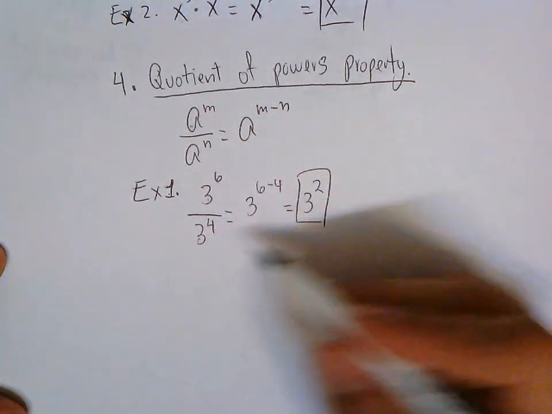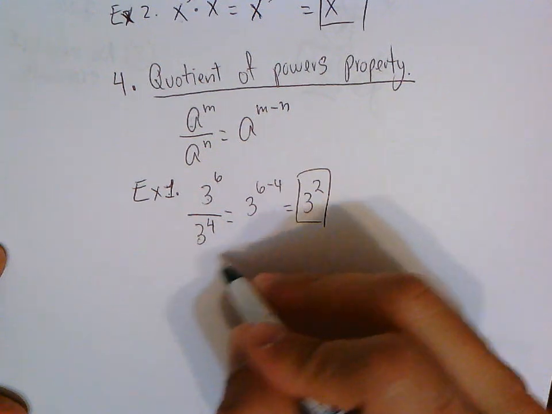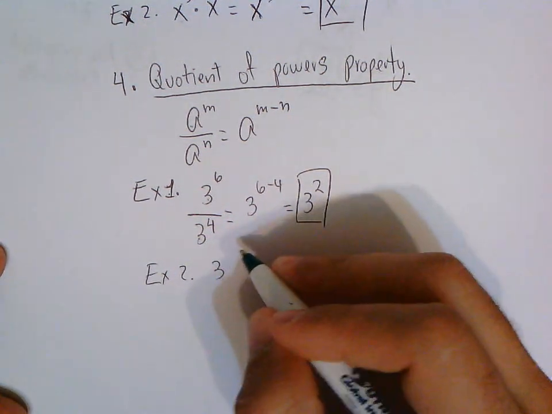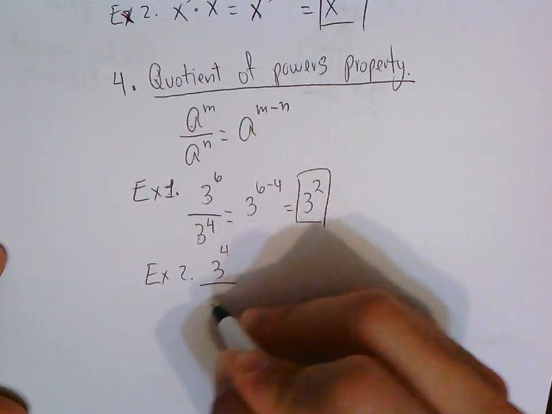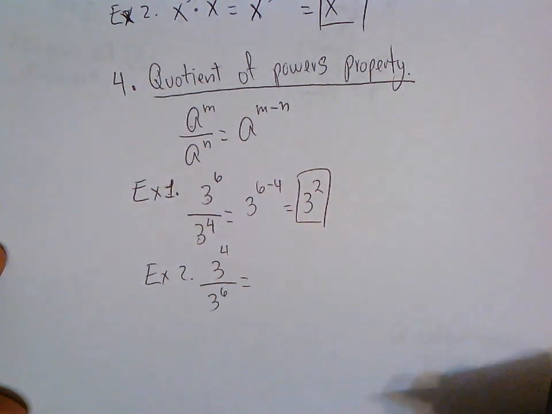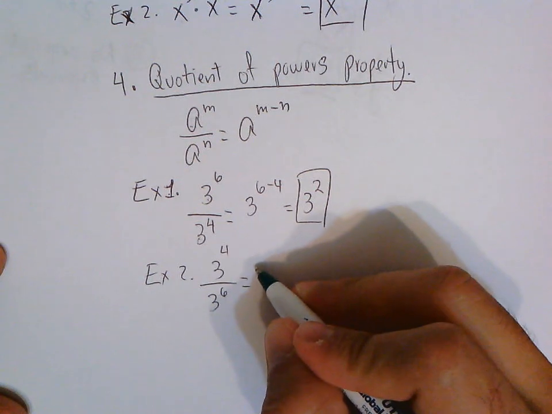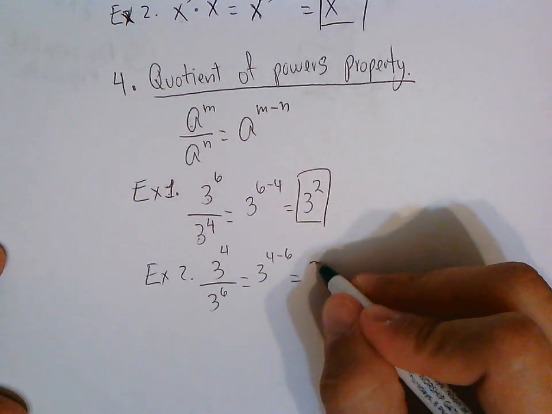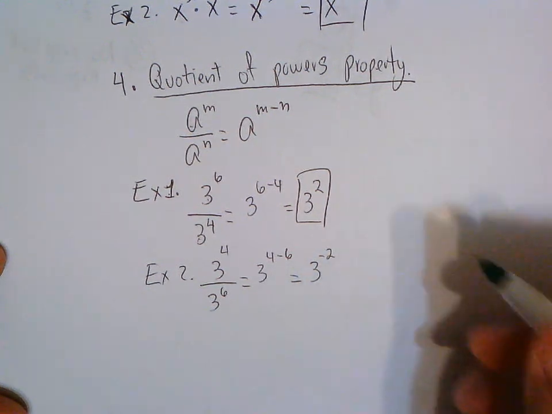Well, what if it was backwards? Let's see if it was backwards. So here's another example. Say I have 3 raised to the power of 4 over 3 raised to the power of 6. Well, this is equal to 3 raised to the power of 4 minus 6, which is equal to 3 raised to the power of negative 2.